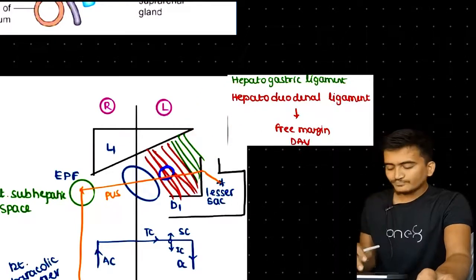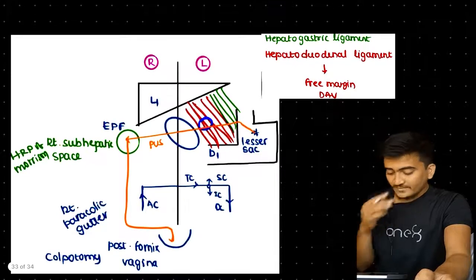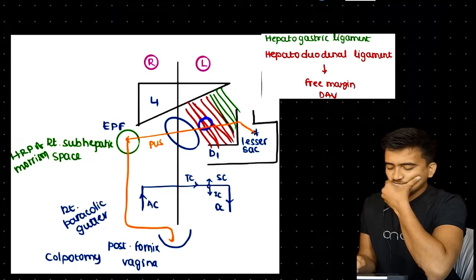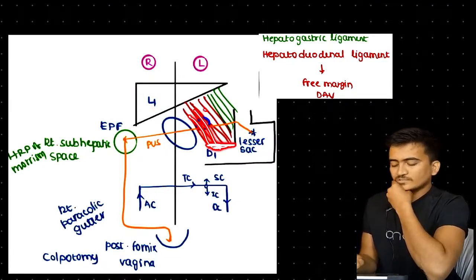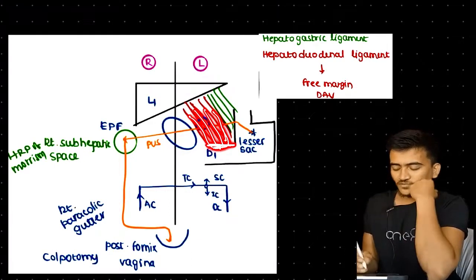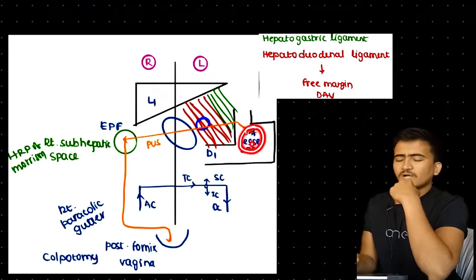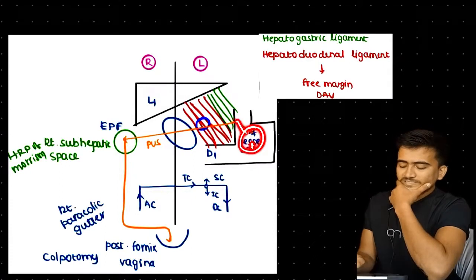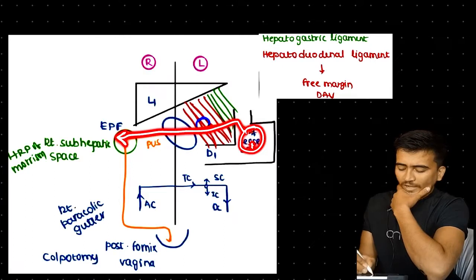Okay, now as we said, here what is going on is, as we can see, this is D1 or first duodenum, right? It is connected to the liver by what? Hepatoduodenal ligament. Now moving further, here is our lesser sac, posterior to our stomach, and this lesser sac is connected to our greater sac.